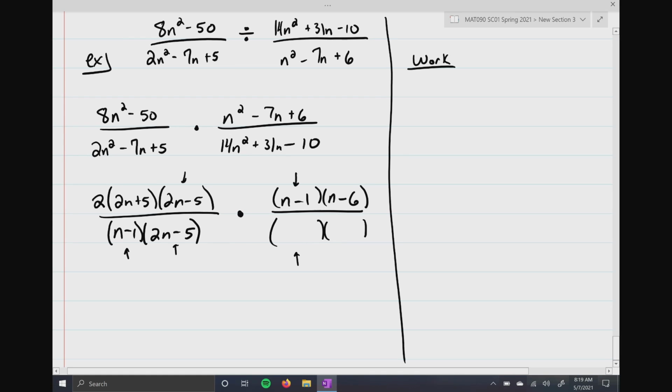Or both. Okay? So 14n squared plus 31n minus 10. Excuse me. Now, there's no GCF here. And this one is actually going to stink to do. All right, so let's get an idea. A plus and a minus. And this is why this one stinks, it's because 14 times 10 is 140.